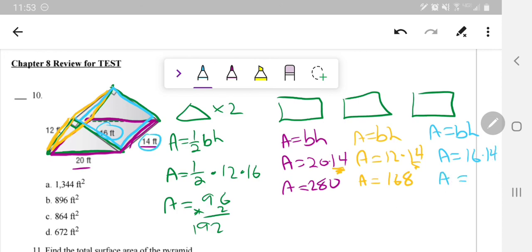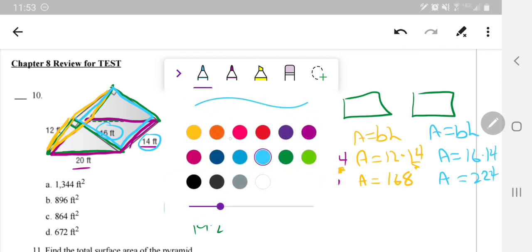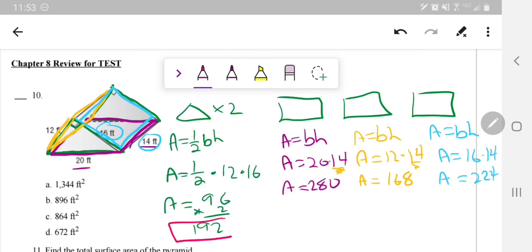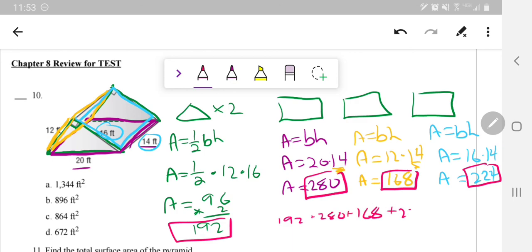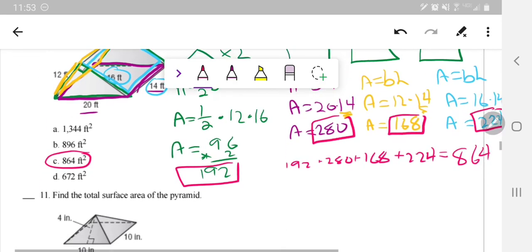Right, those are the two dimensions of that, and that gives us our 224. And now we're going to add up all of the areas. Going to add all those up. So 192 plus 280 plus 168 plus 224, and that gives us 864. So 864 feet squared. Remember, surface area is a two-dimensional measurement.